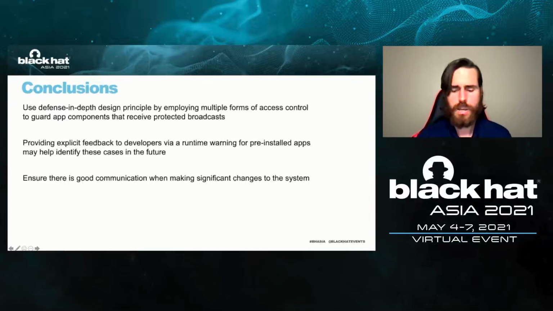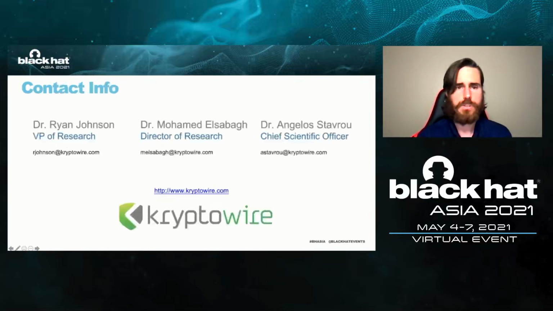And to conclude, it would certainly be more secure to use some defense in depth design principles to employ multiple forms of access control when guarding components that are solely relying on protected broadcasts. Maybe you can also require that the sender have a signature level permission, and also provide some runtime feedback to developers, say if they're trying to register a protected broadcast and it doesn't actually register, to help identify these cases in the future. And also when making significant changes to the system, ensuring that there is good communication.